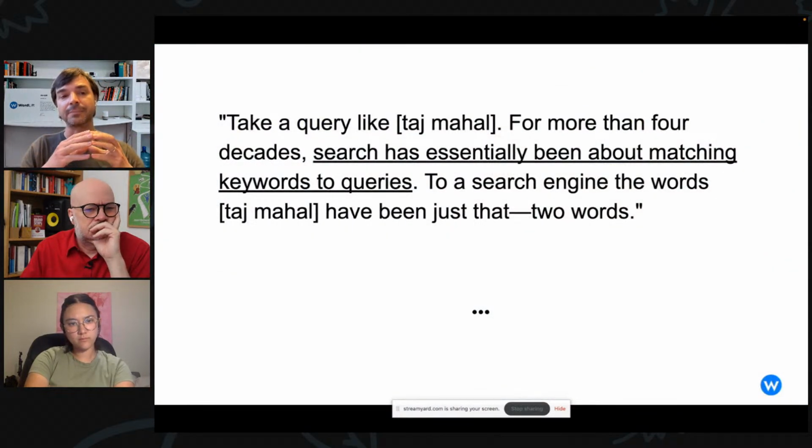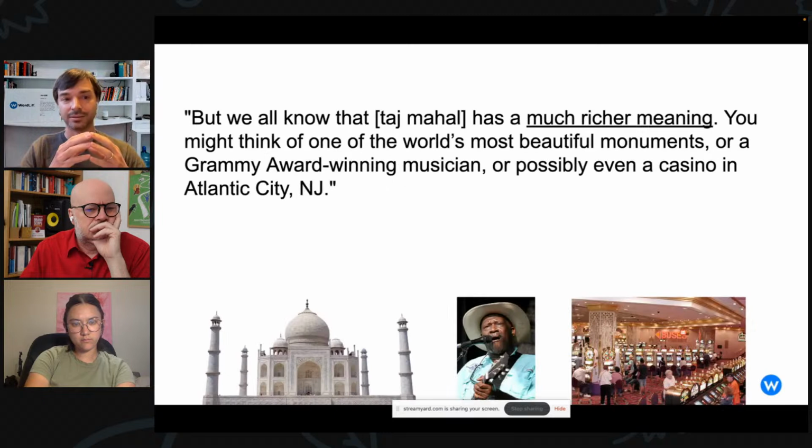The first one is that he said, take a query like Taj Mahal. For more than 4 decades, search has essentially been about matching keywords to queries. That is, for search engines, these were just words, no meaning at all. But, Amit Singhal says, we all know that Taj Mahal has much richer meaning. In fact, it can be the very famous monument, but it can be also a Grammy Award-winning musician or a now liquidated casino in Atlantic City. So these are actually not just words.